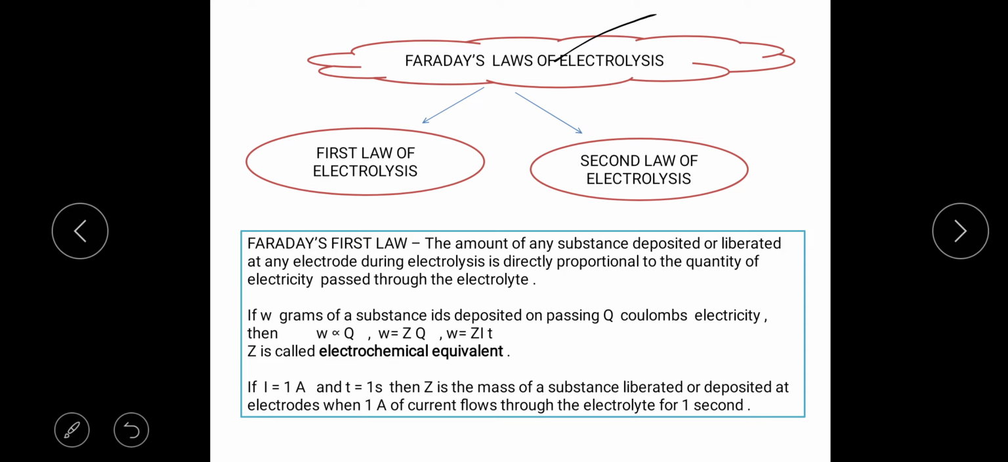Faraday's laws of electrolysis. Michael Faraday was an English scientist. He is known for his research work in the field of electromagnetic induction and electrochemistry. These two laws are simply relationships published in his research of electrochemical processes. Let us study what is the first law of electrolysis. The amount of any substance deposited or liberated at any electrode during electrolysis is directly proportional to the quantity of electricity passed through the electrolyte.